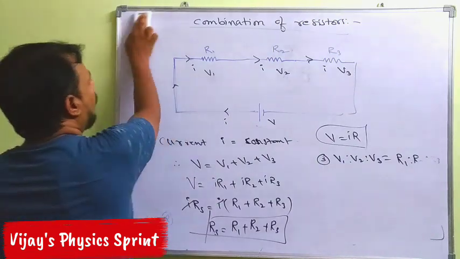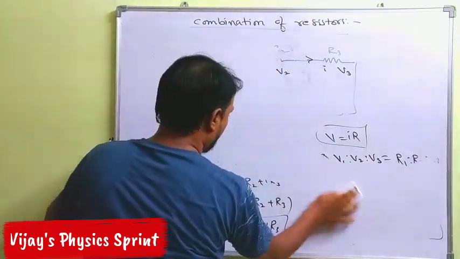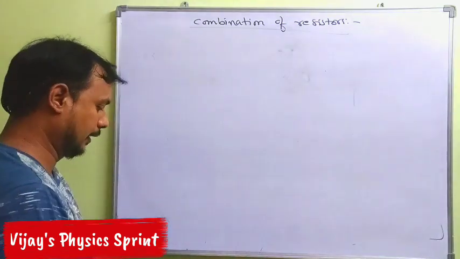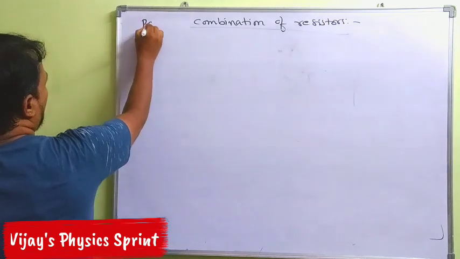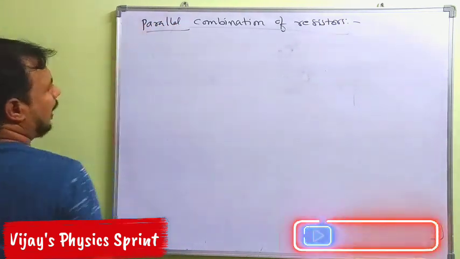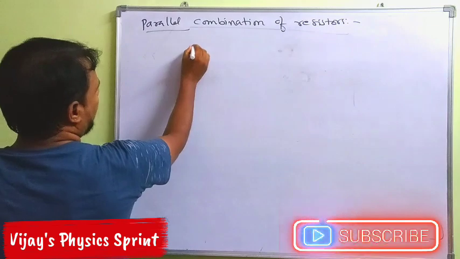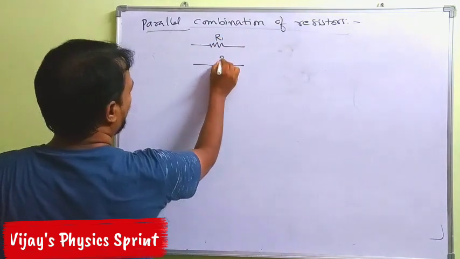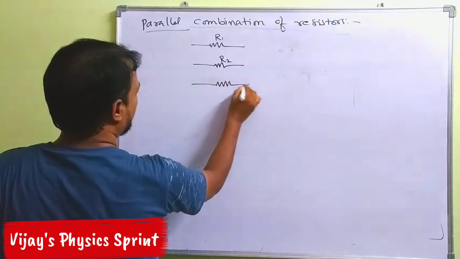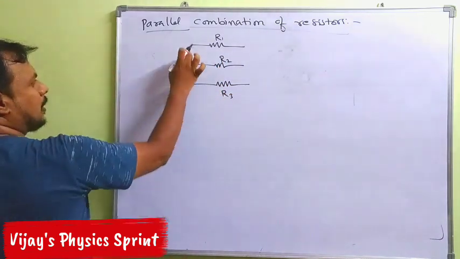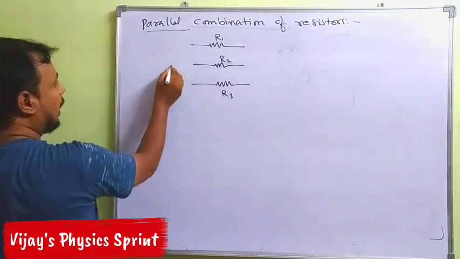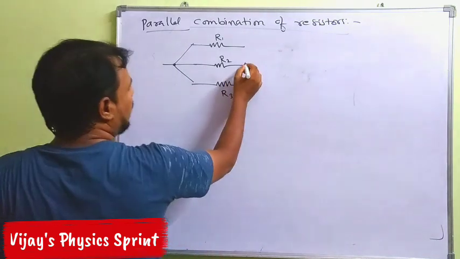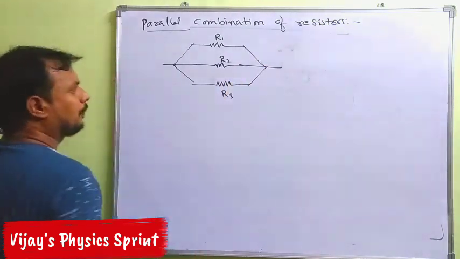Now parallel combination of resistors. This is the second type of combination. In parallel combination, this is the first resistor R1, second resistor R2, and third resistor R3. The first ends of all the resistors are connected to one common point. This is a common point. Second ends are connected to another common point.